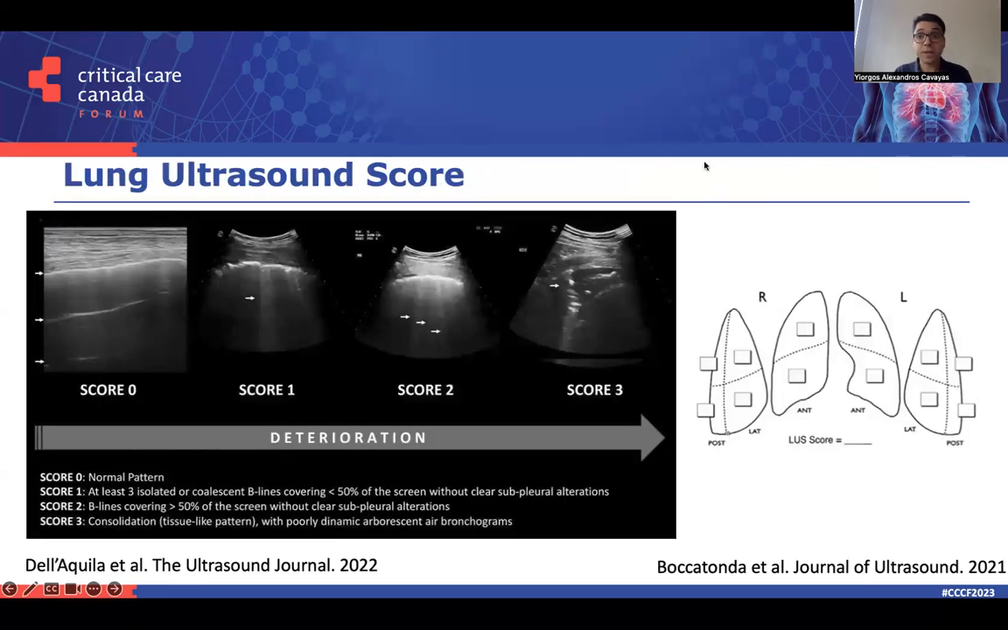Lung ultrasound can also be an interesting tool to track lung aeration. It is calculated by summing up individual scores assessed through the sonographic appearance of the lung in 12 lung regions. Each region is rated from 0 to 3, 0 being a normal pattern, 1 being some B lines, 2 being multiple B lines, and 3 being frank consolidation.